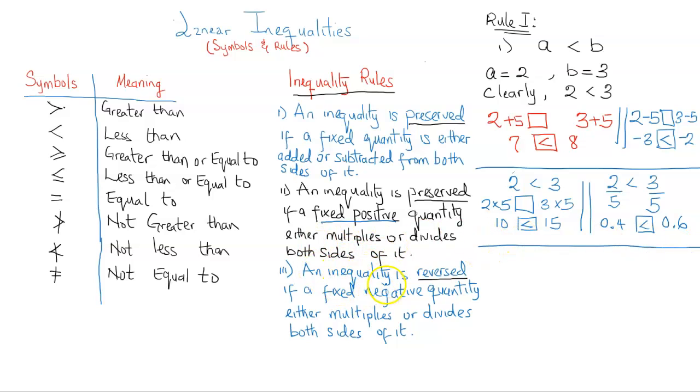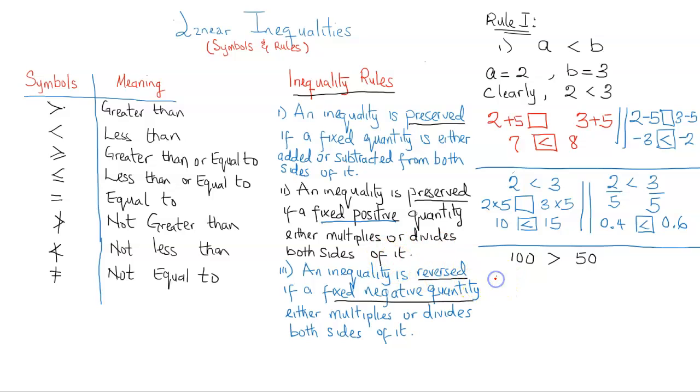So let's see what happens here. We've used 2 and 3 twice, so let's just switch to some other numbers. Let's pick 150. Okay, so clearly 100 is greater than 50. Let's see what happens if we multiply both sides by a fixed negative quantity. A -1, for example, is a fixed negative quantity.